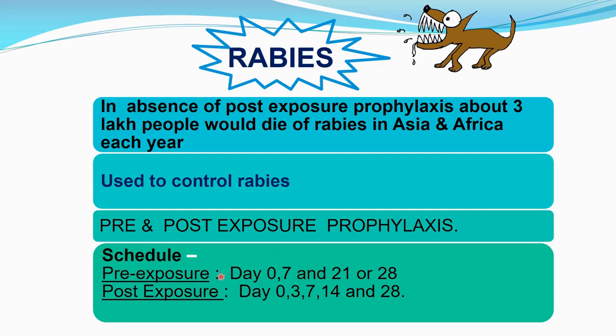For pre-exposure, this vaccine you get on day 0, day 7, and day 21 or 28, 3 doses. And post-exposure vaccine on day 0, 3, 7, 14, and 28. So 5 doses should be given once you are exposed to rabies.